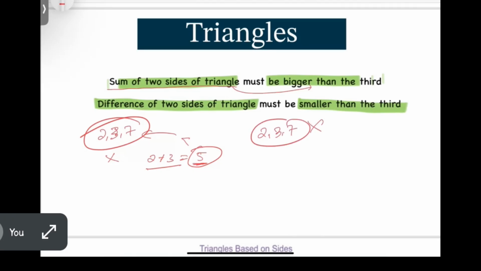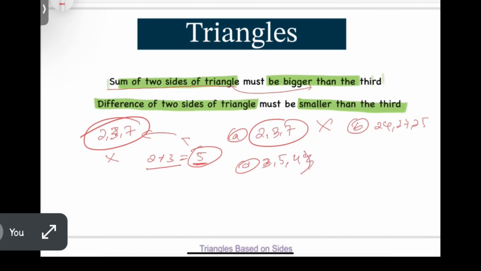So in the exam, they may ask you this way: which of the following points cannot form a triangle? Option A will be this one. Option B will be 24, 27, and 25. And D will be 3, 5, and 4, and so on. Okay, so you will be given a set of options. So what do you need to check? Whether the 3 points can form a triangle or not.